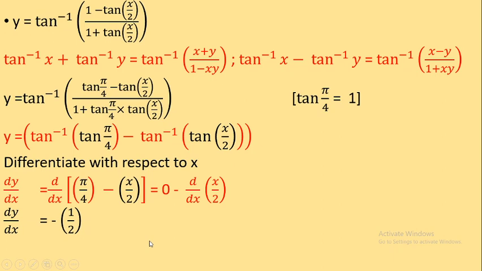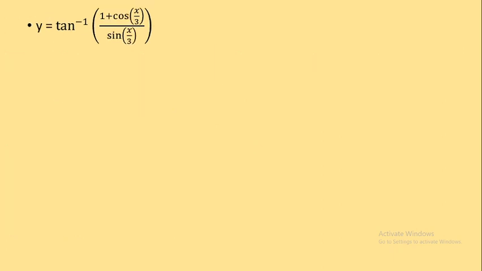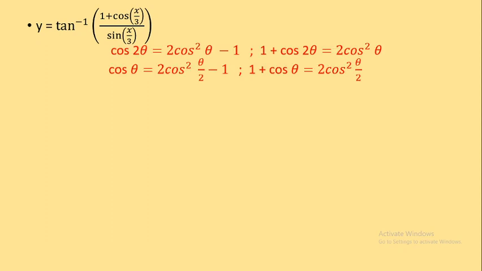So let us see another question. The another beautiful question is, y is equal to tan inverse of 1 plus cos x by 3 upon sin x by 3. The formula, again the previous double angle formula we are going to use. The formula is cos 2 theta, but 2 is not there, so we are going to use the formula of cos theta.